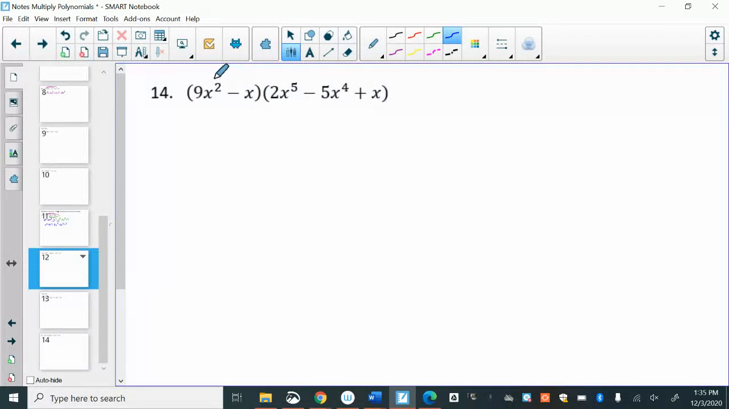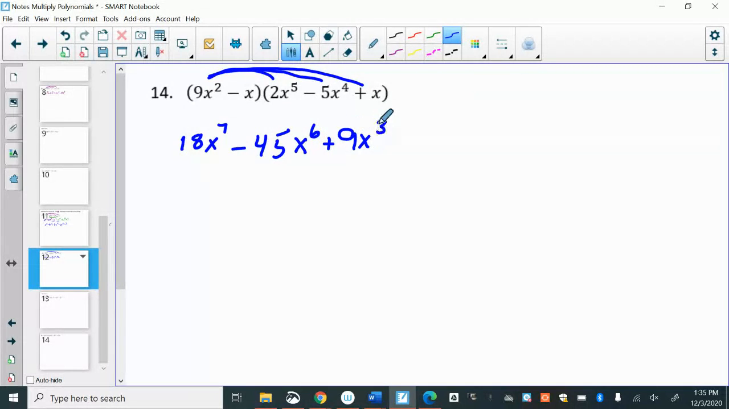So we're going to multiply everything by everything. So you take this first term, multiply it to all three. That's going to get us 18x to the 7th, because 2 plus 5 is 7. 9x squared times negative 5x to the 4th is going to be minus 45. That's a big number, but that's okay. X squared times x to the 4th is x to the 6th. 9x squared times x, it's just going to be 9x cubed.